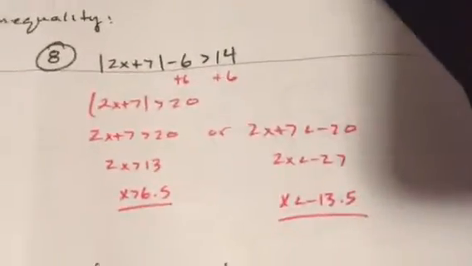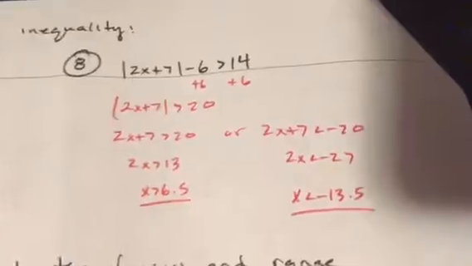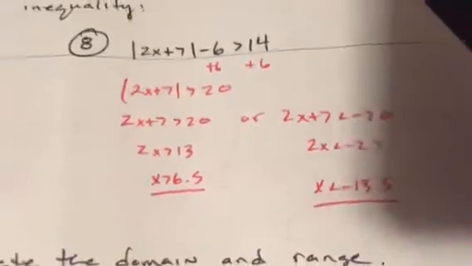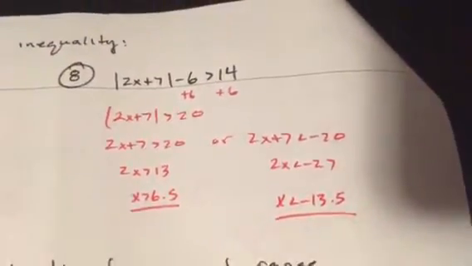Number 8 is like number 5. You're going to add 6 to both sides. So this is like saying you have to live more than 20 miles away from some sites. It could be 2x plus 7 is greater than 20, like you see there, or 2x plus 7 less than or equal to negative 20.